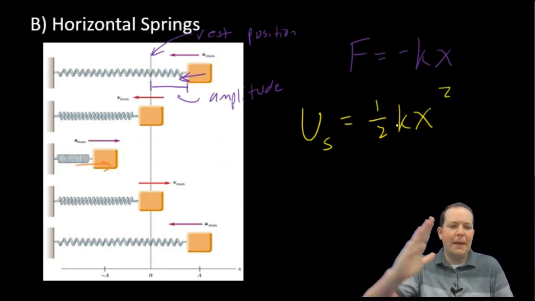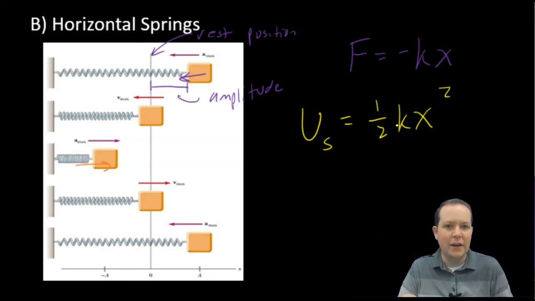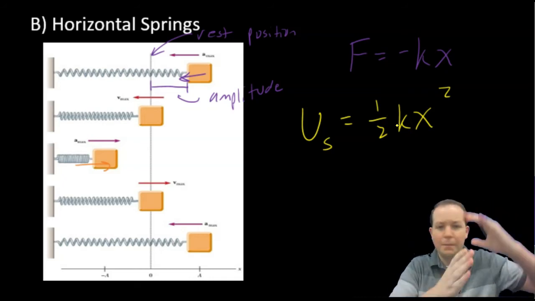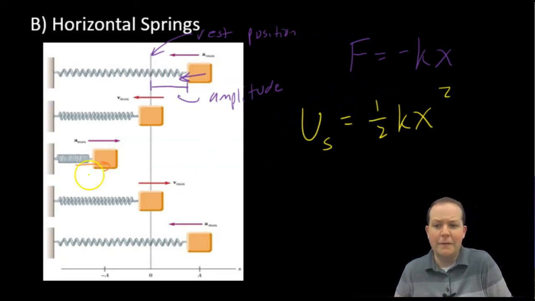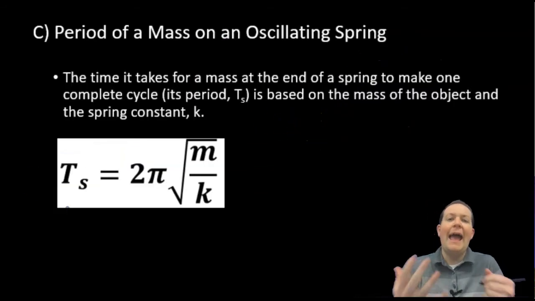Just like when we were looking at pendulums, you could still use conservation of energy based on the height of the pendulum, the speed of the pendulum. So it doesn't mean you can't use these other things. They're still perfectly valid. Okay? Now, what's being added to this?